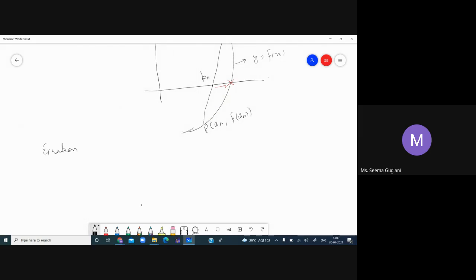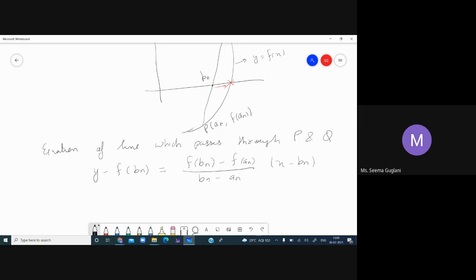Let's write down the equation of the line which passes through P and Q. As you know, the equation of a line is y minus y1 is equal to (y2 minus y1) upon (x2 minus x1) into (x minus x1). Do you remember that? So using that formula, the equation of the line would be y minus f(bn) is equal to (f(bn) minus f(an)) divided by (bn minus an) into (x minus bn). Is it clear? Equation of the PQ line.